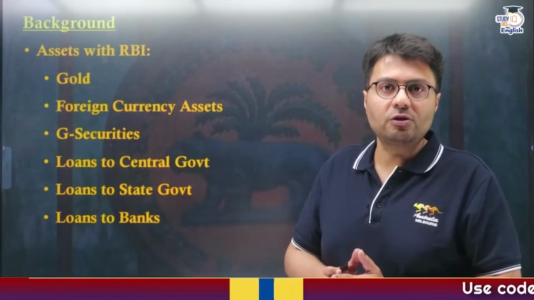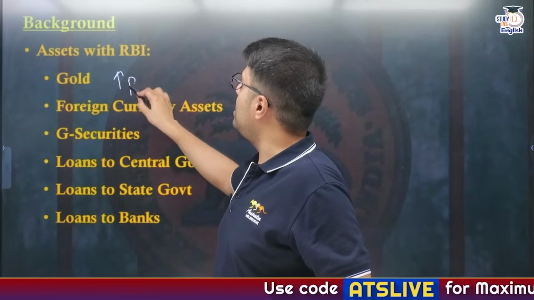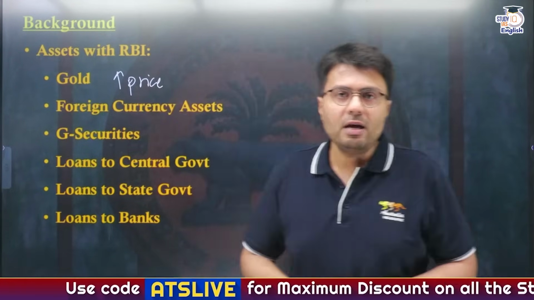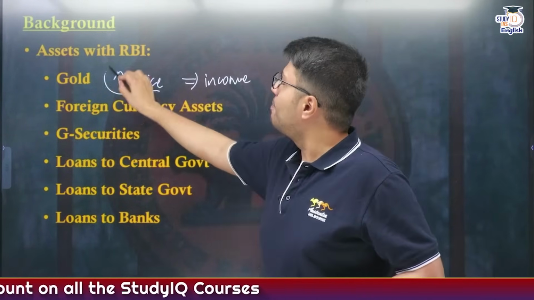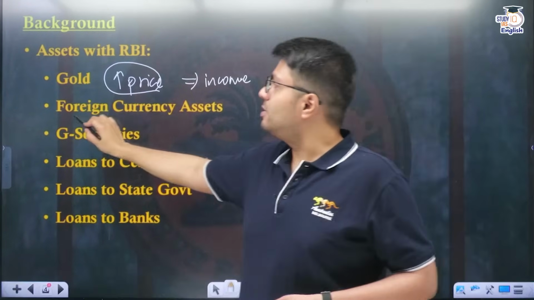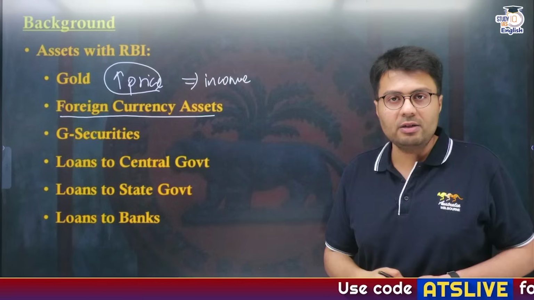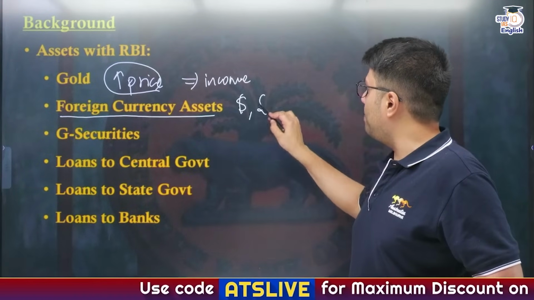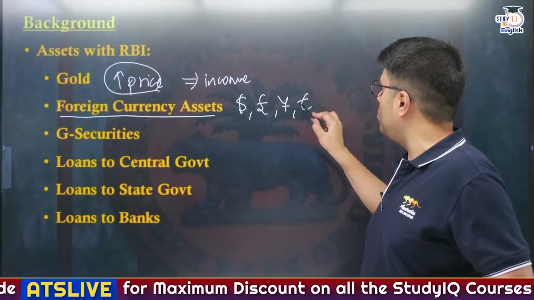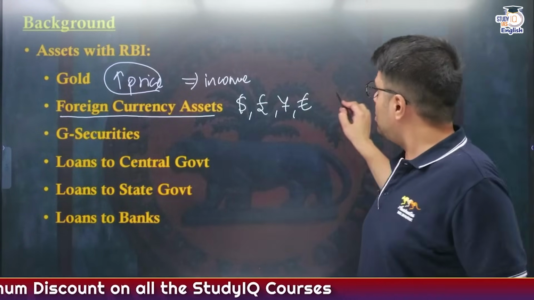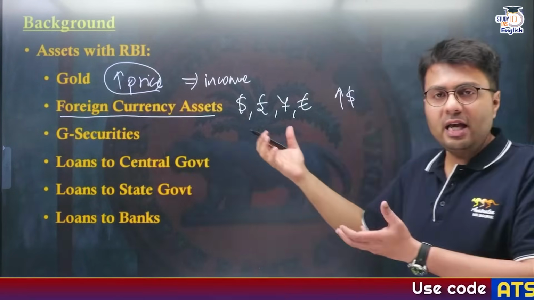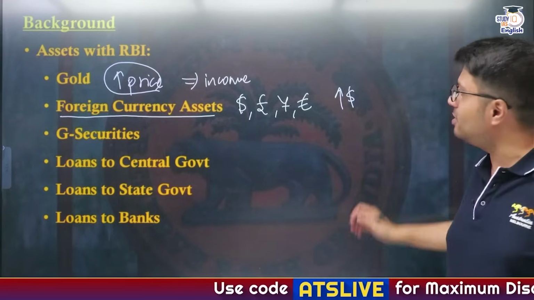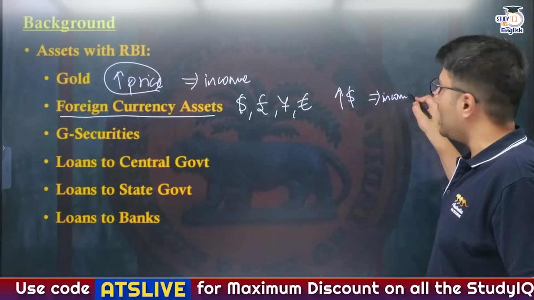Now RBI has a large amount of gold in its foreign reserve, right? More than 700 tons of gold. So automatically, if the price of that gold increases, the value of the gold with RBI increases. So this is one source of income, that is, appreciation or rise in the price of gold. Also, in the foreign exchange reserve, RBI holds a large majority of foreign currency assets. These might be US dollars, pound sterling, Japanese yen, euro, or even other important foreign currencies. So whenever the value of the dollar increases, automatically the value of the foreign currency exchange reserve in rupees increases. So this is also a source of income for the RBI.